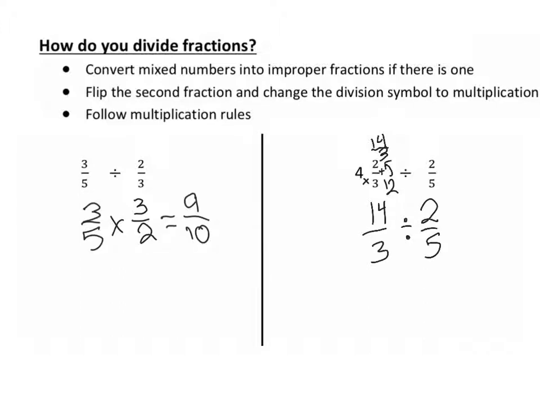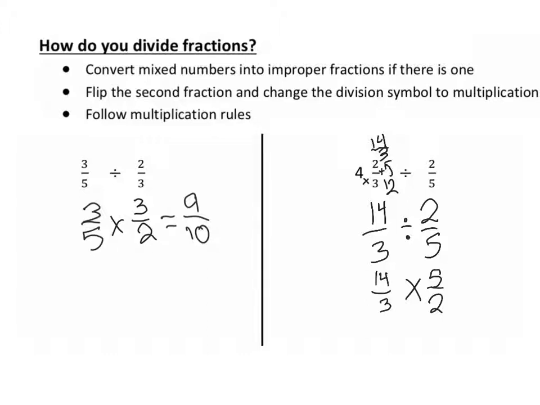Now we have to go back to our second rule. Our second rule says to flip the second fraction and change the division symbol to multiplication. So let's flip that second fraction. So 5 over 2 instead of 2/5. Change to multiplication, and then we keep the same first fraction.